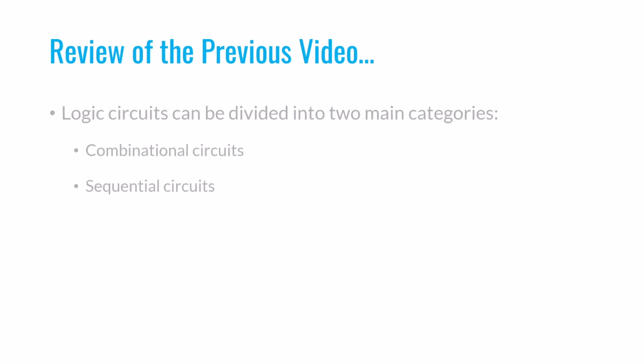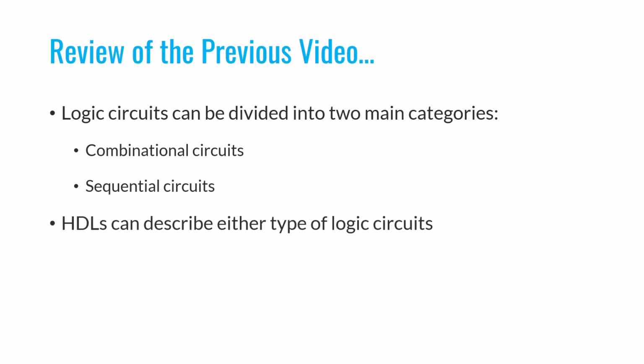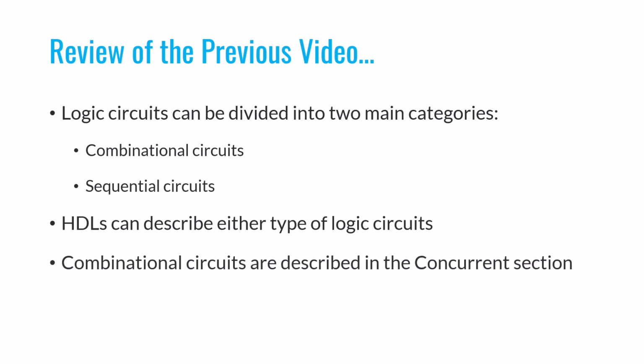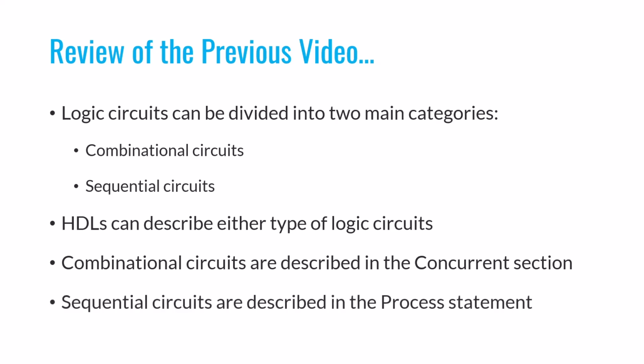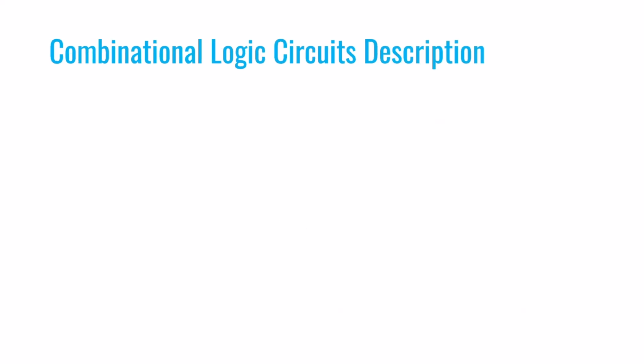We discussed how logic circuits can be divided into two main categories: combinational and sequential circuits. With hardware description languages like VHDL, you can describe and implement either type of logic circuit. In VHDL, you can describe combinational circuits in what we call the concurrent section, while sequential circuits are described in the process statement. In today's video, I'll focus on designing and describing combinational logic circuits using VHDL.